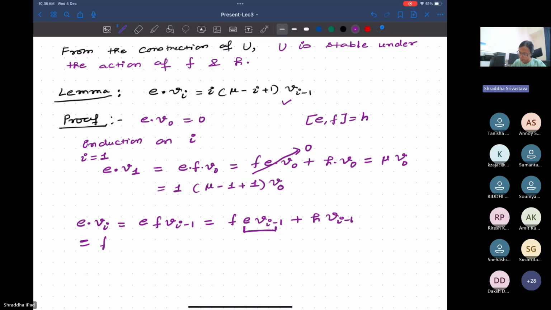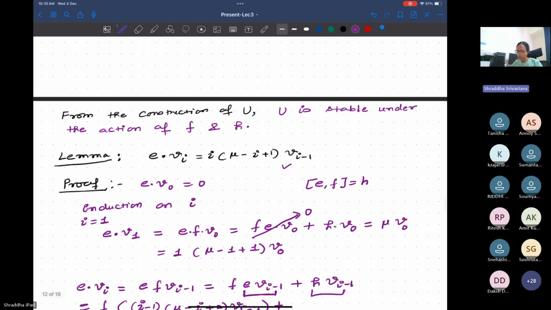So let us write that. It will become (i-1) times (mu minus i plus 2) times v(i-2), and then f applied to that gives v(i-1). Fine. What about this other term? Now, how can we simplify this one?